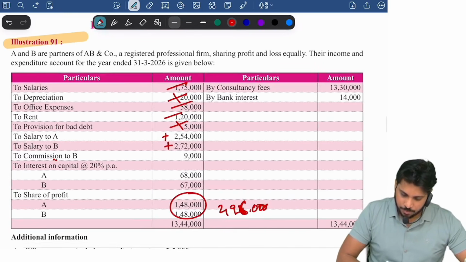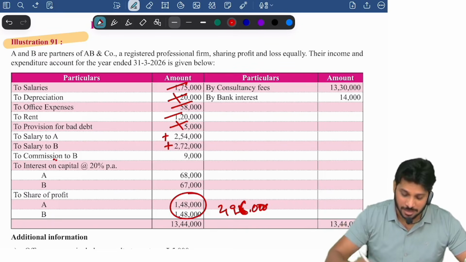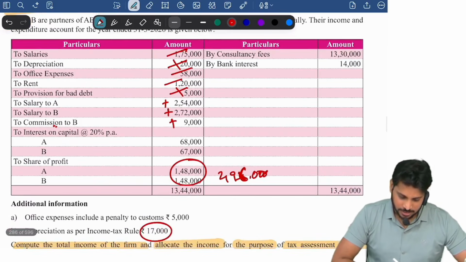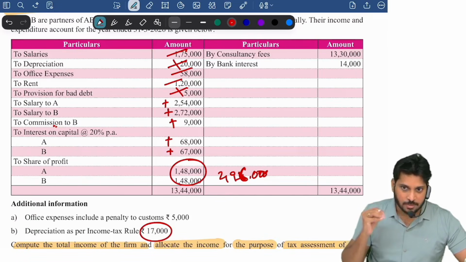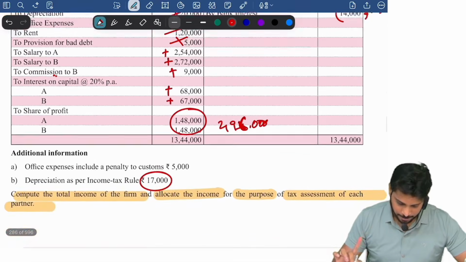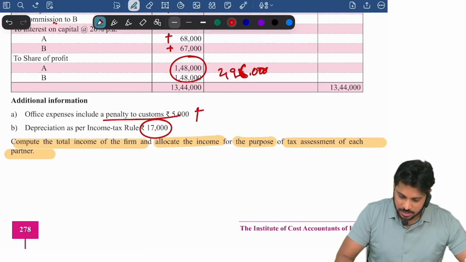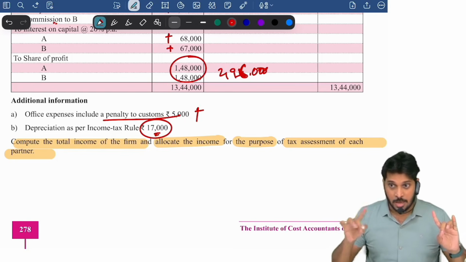Okay, commission to B is a B, any remuneration, any salary, any bonus, any name you call, paid to partner is treated as remuneration to partner, disallowed. Yes or no? Then interest, I will add back. Okay, then I will compute income of the firm first as per PGBP before interest, before remuneration. Consultancy fee, taxable. Bank interest, IFOS. So I will reduce this for PGBP purpose. Then office expense includes penalty to custom, disallowed. Depreciation as per income tax act 17, fine. First I will calculate income of the firm before interest, before remuneration.